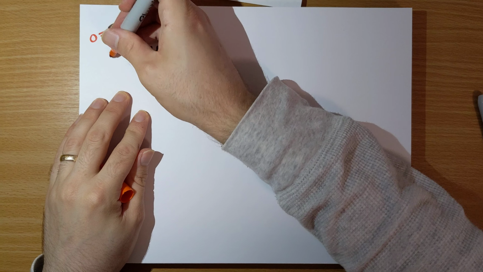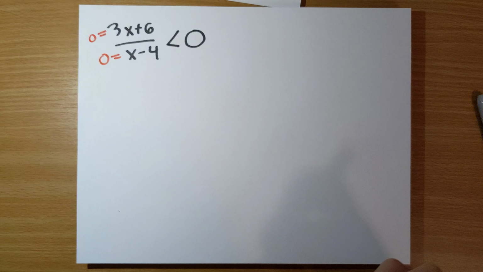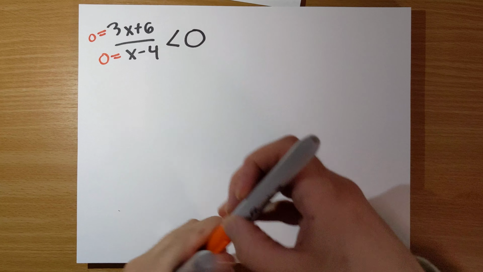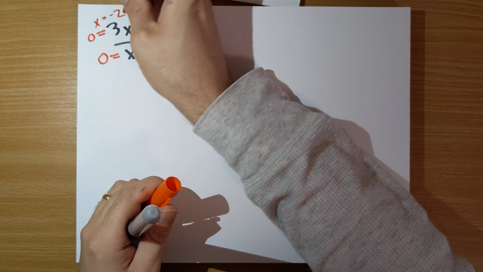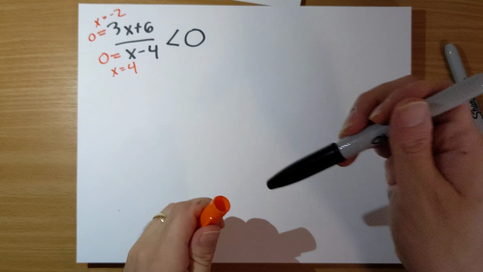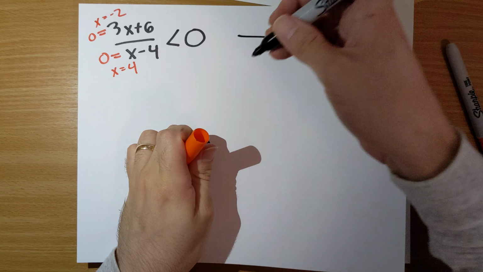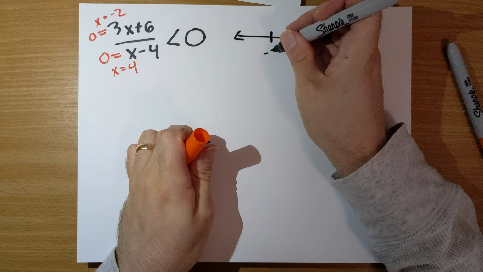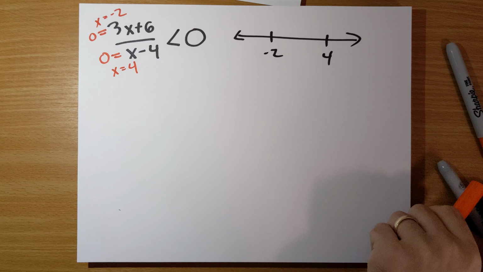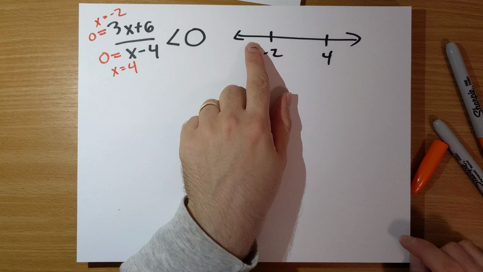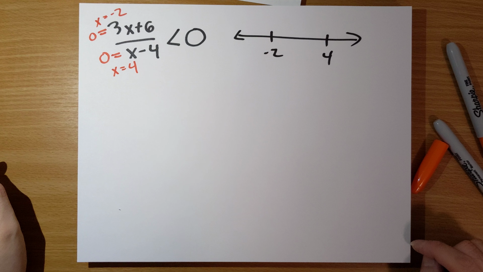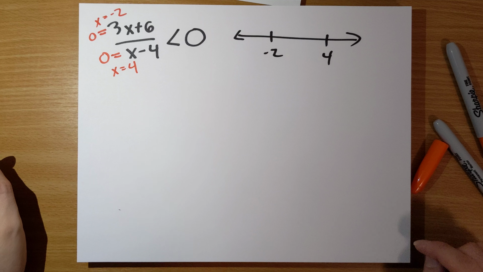So we want to think about when the numerator and the denominator are each equal to 0. The numerator is equal to 0 when x is equal to negative 2. The denominator is equal to 0 when x is equal to 4. And so let's make a chart here about what's going on when x is less than negative 2, when x is between negative 2 and 4, and when x is larger than 4.